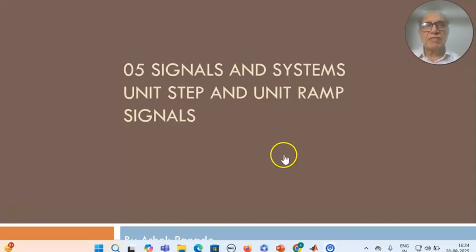So this is the fifth session in the subject of signals and systems. And in this session, we are going to study the unit step signal and the unit ramp signal. This is what we are going to study. So let us start.